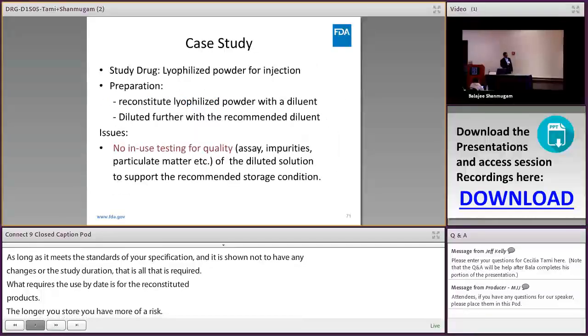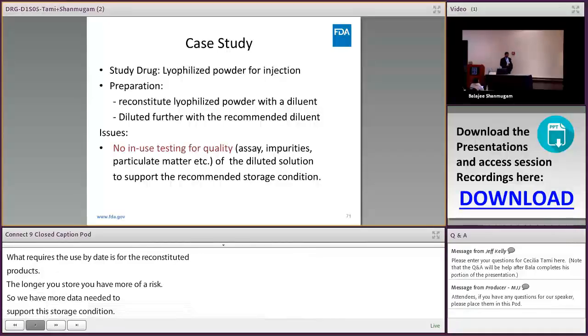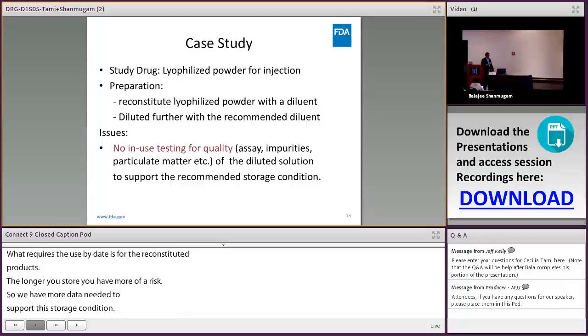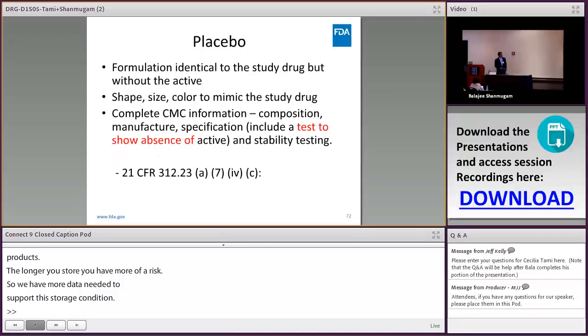Okay, here is one where we're talking about particulate matter. This is another one with a lyophilized powder for injection. It has to be reconstituted with the diluent and then further diluted with the same diluent for infusion. And again, there was no in-use testing for quality assay. Again, we come back to particulate matter because we see this oftentimes, even in an NDA application, which is why I want to bring up these two case studies to emphasize the importance of this study.